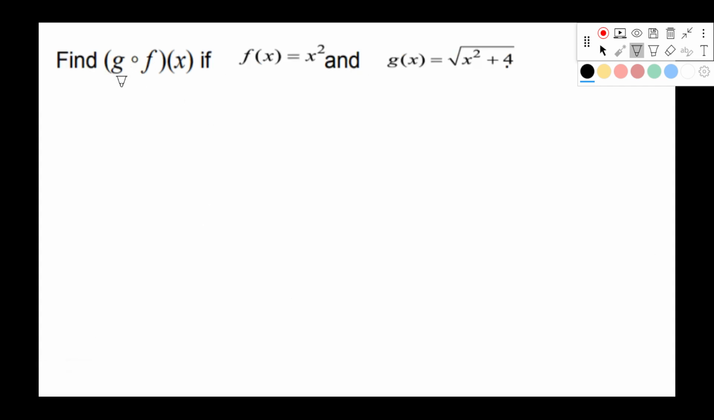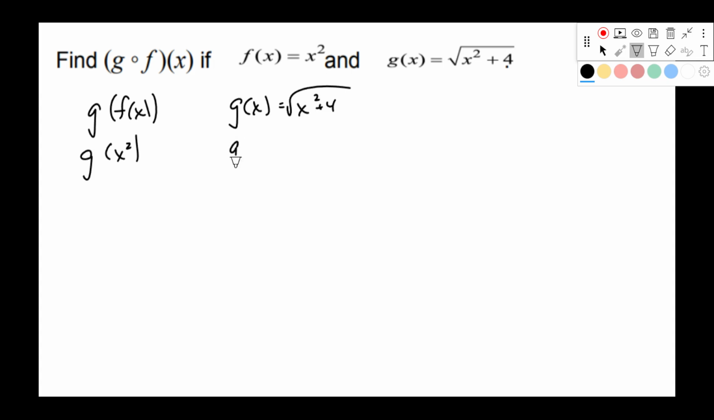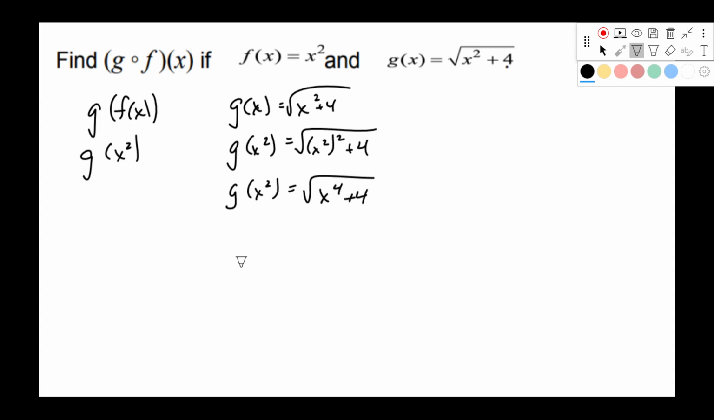Okay, same idea. Find g of f of x. So that's g of f of x. F of x is x squared, the inside. So I want to find g of x squared. So g of x would be square root of x plus 4. So to find g of x squared, I'm going to replace all the x's with x squareds. So there's an x. I'm going to replace it with x squared, and then the squared is part of g of x plus 4. So g of x squared is the square root of x to the fourth plus 4. There's my answer.